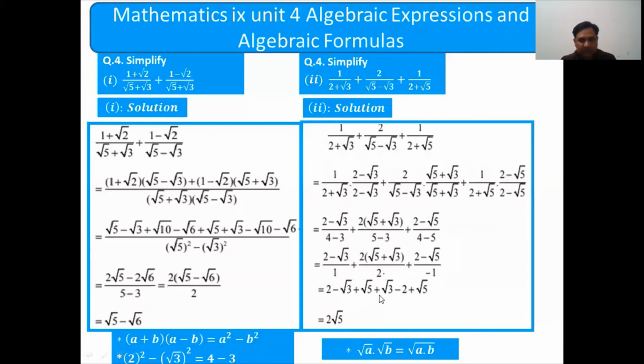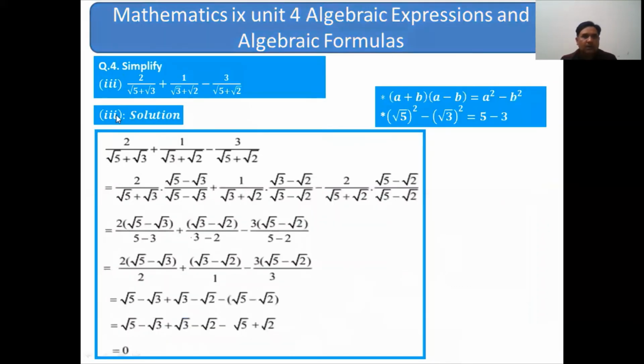This is plus square root of 3. This cancels out with this one, and this 2 cancels out with this minus 2, and we have square root of 5 and square root of 5. So we are left with 2 square root of 5. Now part 3.